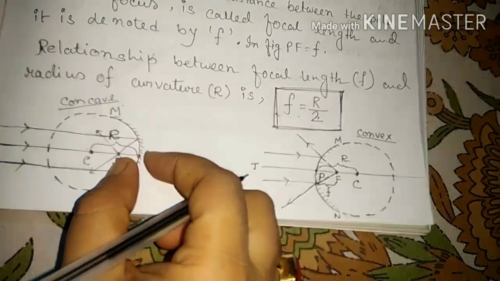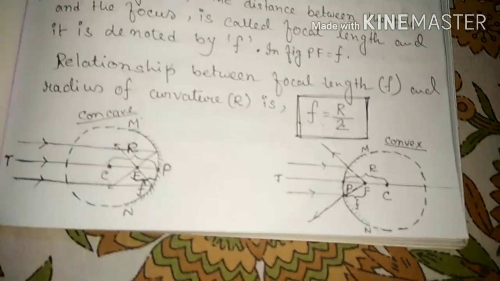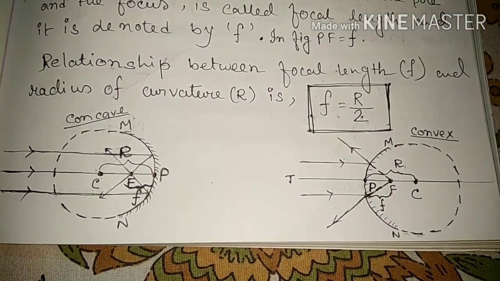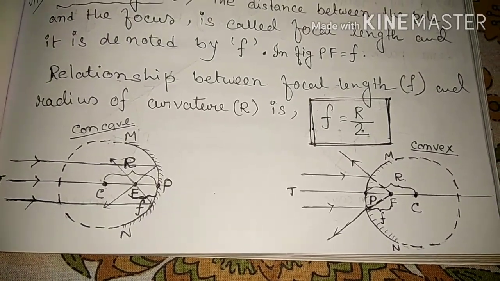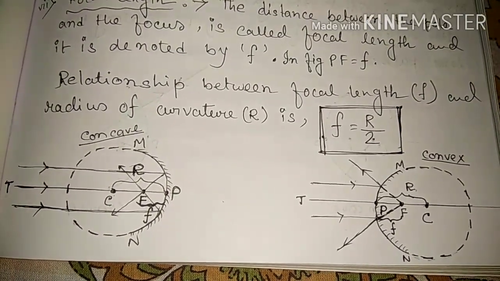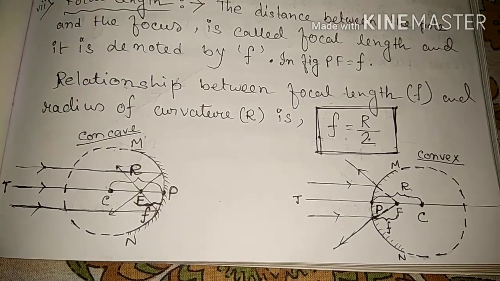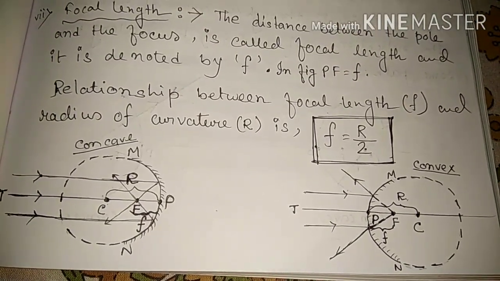So the radius of curvature is equal to twice of f, or f, the small f, that is the focal length, is equal to half of the radius of curvature.